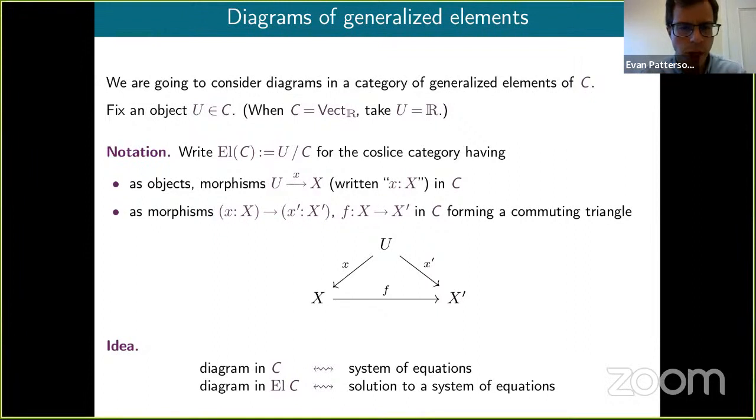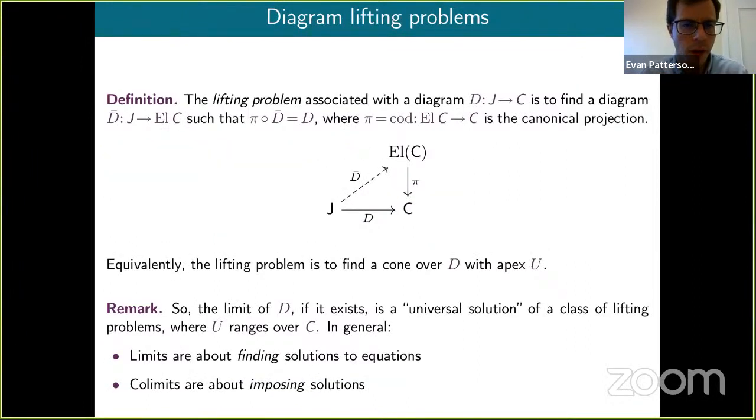So let me try to spell that out in a bit more careful way. What we're really saying is that we're going to look at, associated with a diagram in C, a lifting problem, which is to say we're going to look for a diagram D bar in L of C that projects back down to the diagram we started with. And if you unwind what these definitions are saying, an equivalent way to say this is that the lifting problem is to find a cone over D with apex U.